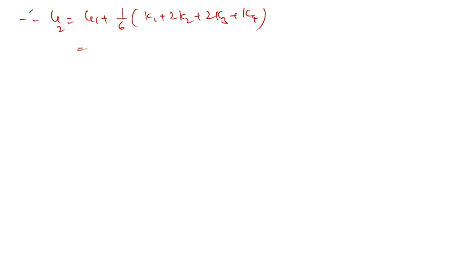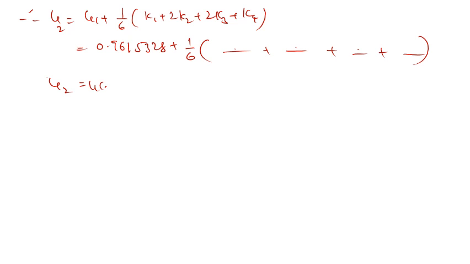Substituting the entire values, u1, 0.9615328 plus 1 by 6 of all these values. Okay, 1, 2, 3, plus 4. Simplifying, u2 is nothing but u of 0.4, that value is 0.8620525. Okay, now the error, compare with the exact solution.